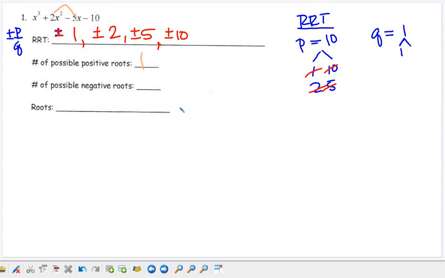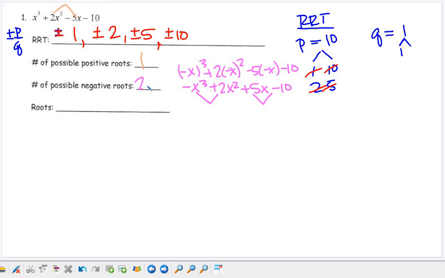Now for negative, remember I have to sub in a negative and simplify. So I have negative x cubed plus 2x, negative x squared minus 5 times negative x minus 10. A negative cubed is a negative, squared is a positive, a negative times a negative is a positive, and the constant stays the same. From here, I count the sign changes. A negative to a positive is 1. Positive to positive doesn't change. Positive to negative is another. So I have 2 or 0. Remember, we subtract 2 until we get to 1 or 0.